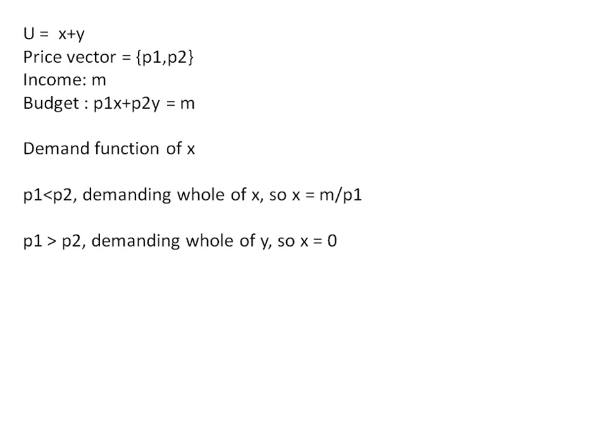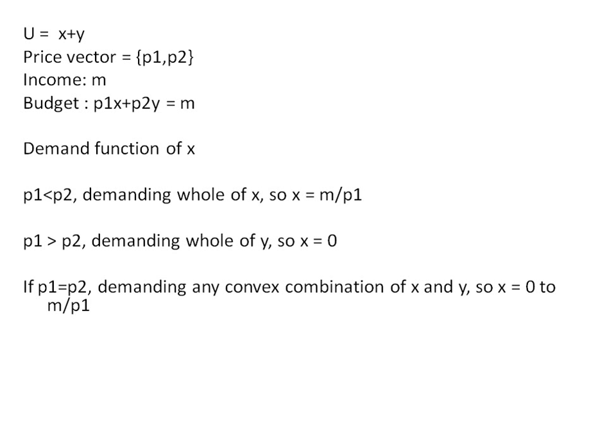If P1 is greater than P2, that is, good 1 has become dearer now and good 2 is cheaper, you will be demanding entire Y. You will not be demanding anything of X, and hence X is equal to 0. Remember that we are deriving the demand function for X. So X is equal to 0 in this case because you'll be demanding entire Y. Y would be equal to M by P2 because you put X equal to 0 in your budget equation, and your budget equation then becomes P2 Y equals M. So Y is equal to M by P2.